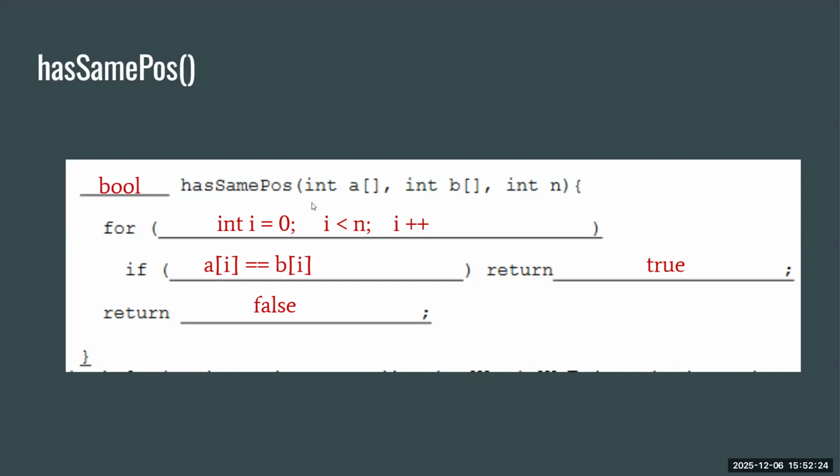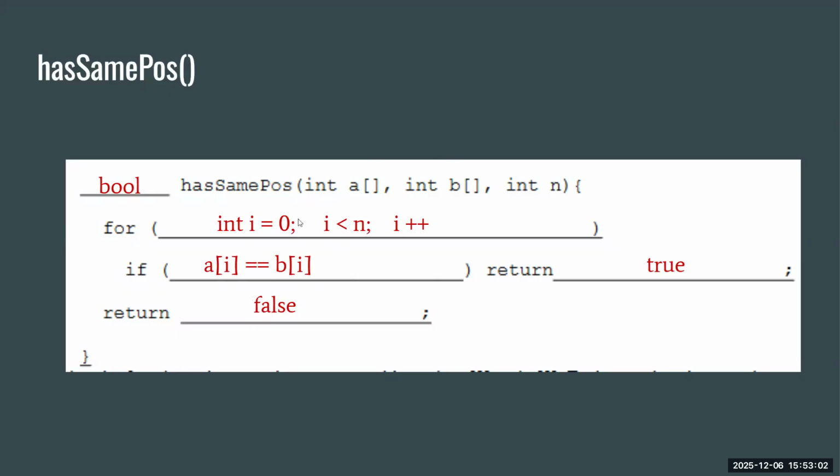And then this one, I didn't animate, so it's just showing the answers, but I'll walk through it. This is a function that has same position. So we're checking two arrays, and we're checking each element in those two arrays at the same index. And if the elements at that index are equal for both arrays, then we return true. So similar to the last one, we want to return a Boolean.